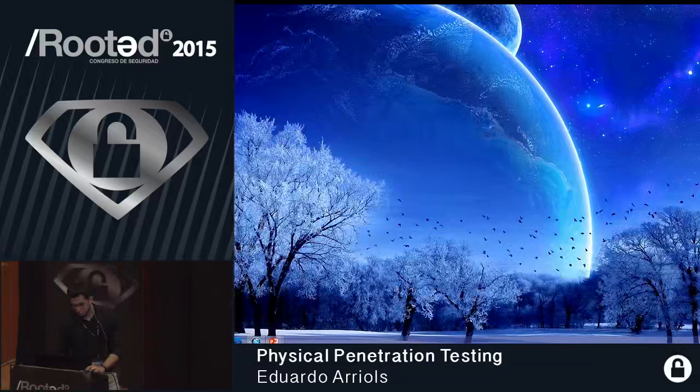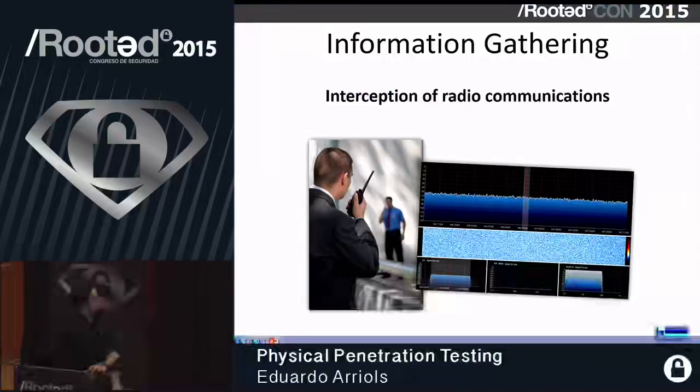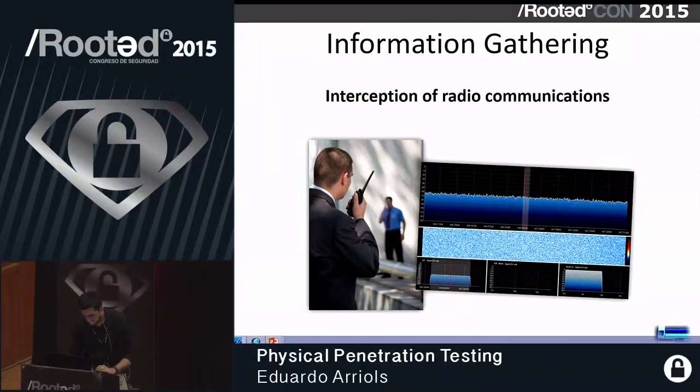A ver, si no, la paso ahora para allá. No, la tengo yo. Vale, espera. A ver, la paso. Vale. No sé qué hora está. Ahí.